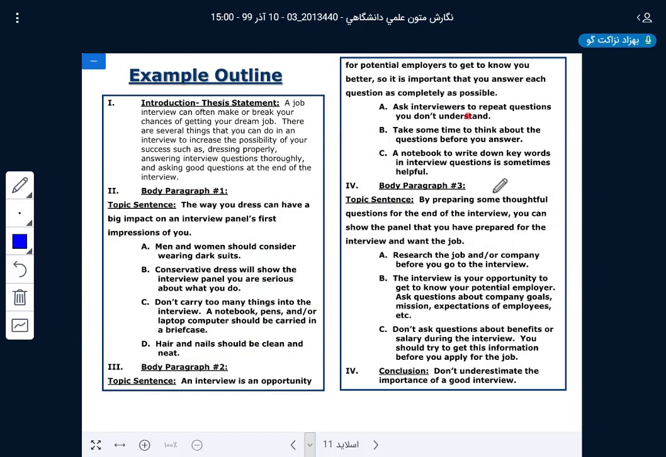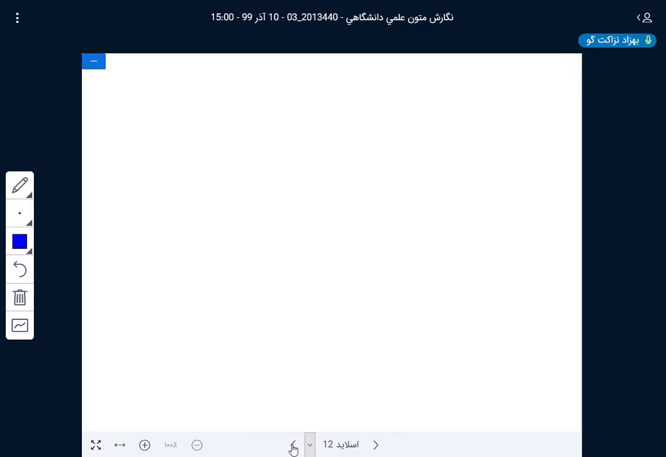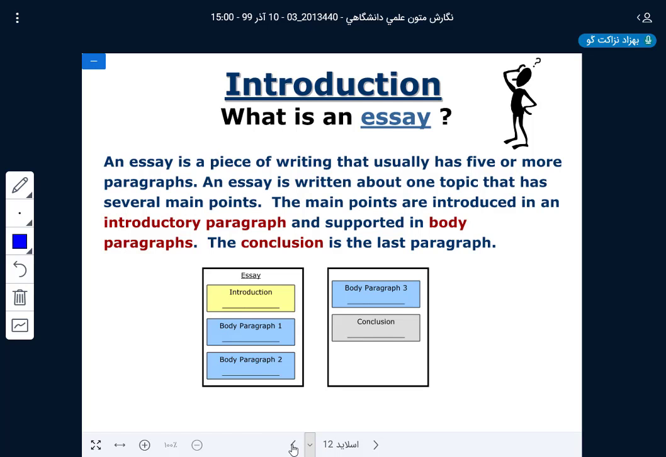So as you see, we have the outline, and the outline is a part of the process of writing. We first write the outline and then we put them in a logical order. So let's see how we can write the introduction.